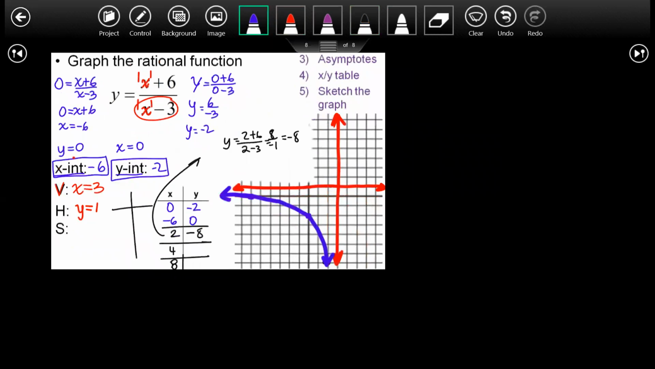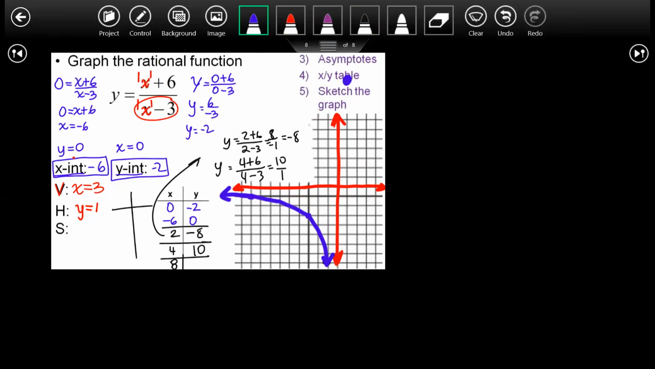If we graph 4, this is on the right-hand side, so we're either going to look on the top or bottom of this. If we plug 4 into our equation, we get 4 plus 6 over 4 minus 3. It's going to give us 1 on the bottom, 10 on the top, so it's going to be at 4, 10. So 1, 2, 3, 4, 5, 6, it's going to be super up here.